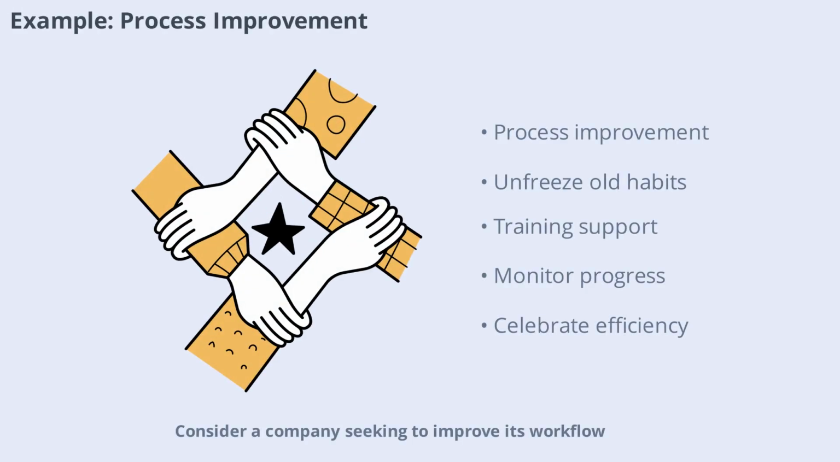Consider a company seeking to improve its workflow. Leaders begin by unfreezing old habits and explaining the benefits of new processes. Employees receive training and support during the change stage, learning how to implement improvements. In Refreeze, the organization monitors progress and celebrates increased efficiency. Lewin's model helps ensure that process changes are embraced and sustained.